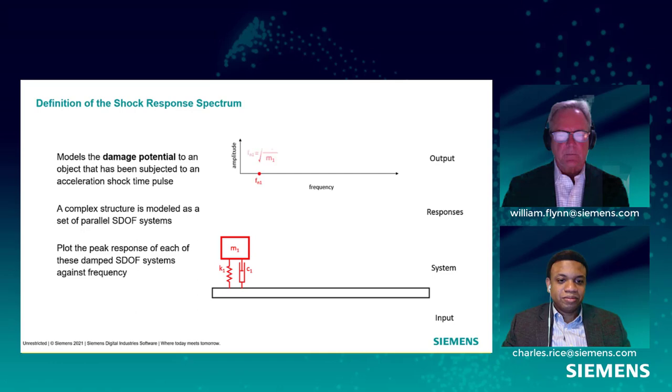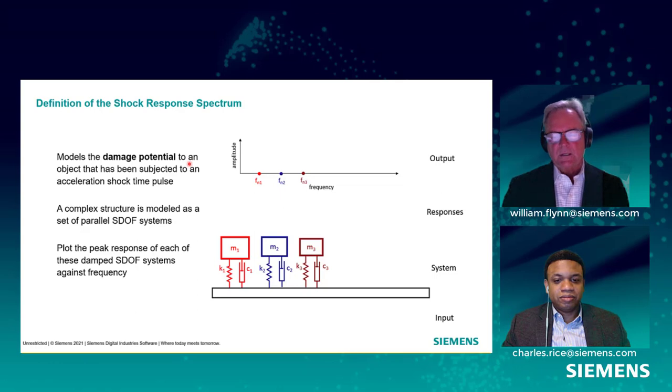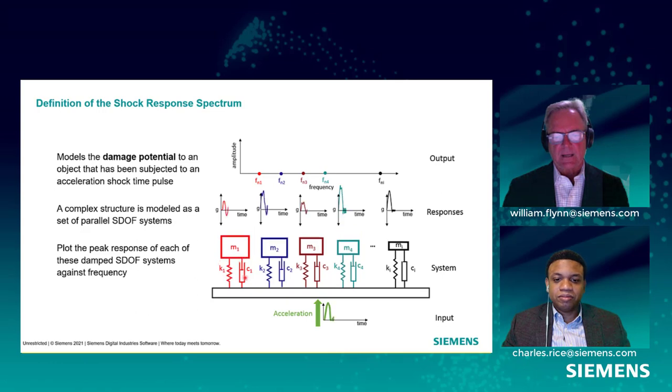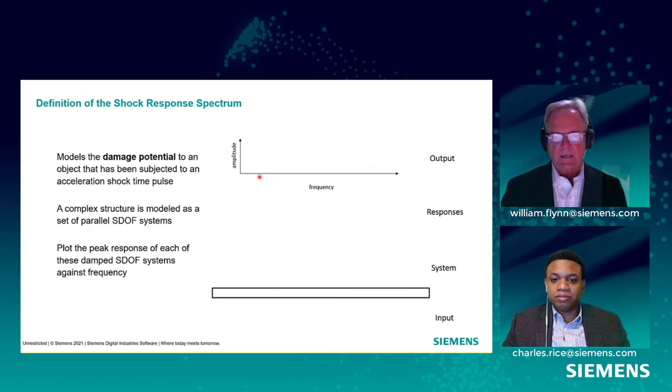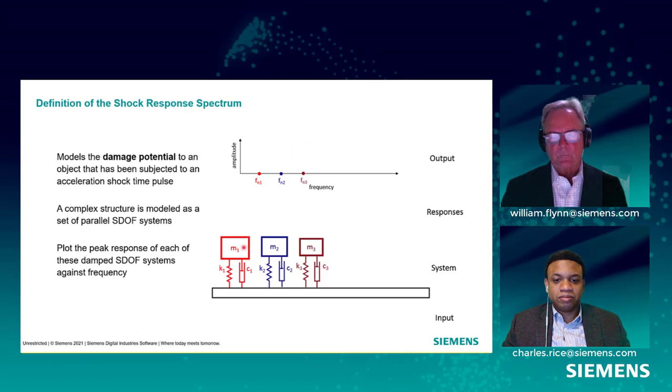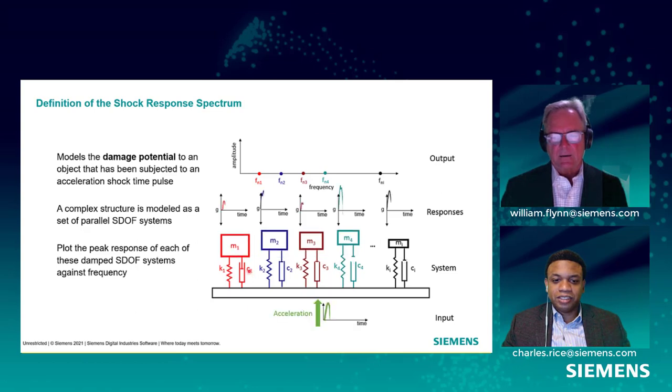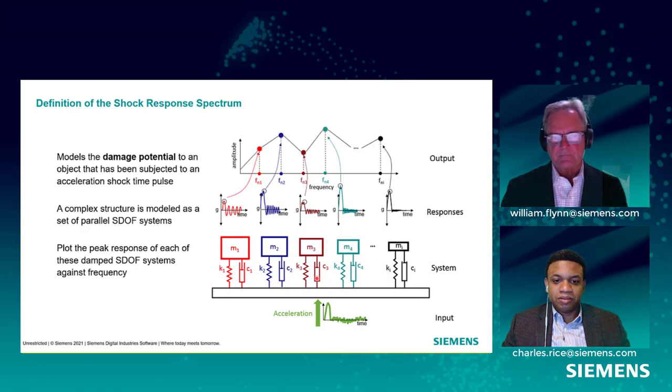This is showing what's meant by SRS, and it models the damage potential. Each one of these is a single degree of freedom system with mass, stiffness, and damping. It's going to use that information from these individual single degree of freedom systems to generate a component on the spectrum, a single line in the SRS spectrum. And it's all based on single degree of freedom, which is made up of mass, stiffness, and damping. And you do that for each spectral line in the SRS spectrum.